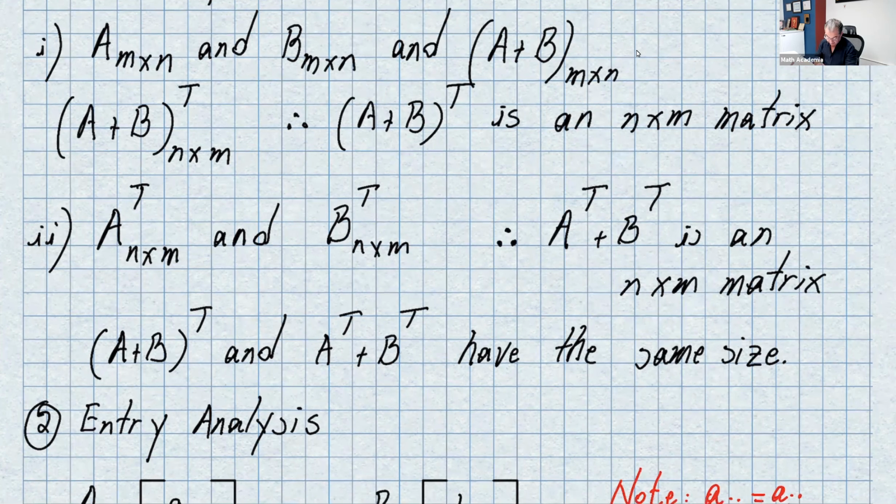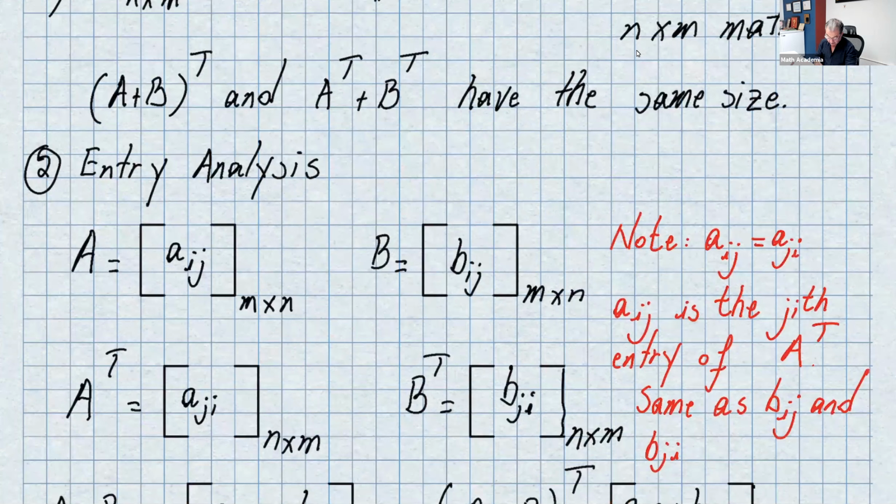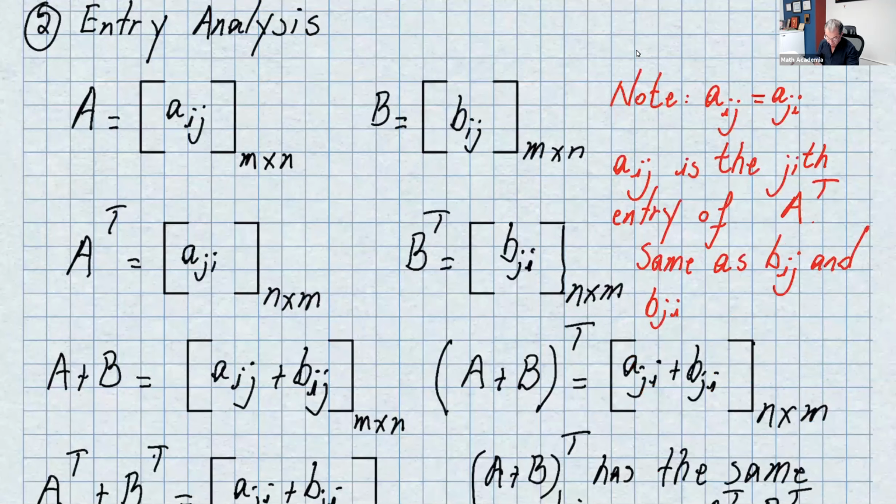Entry analysis: we can put A in a compact form and B in a compact form. And for A transpose, be careful with this notation, and I put a note here. a_ij is the same thing as a_ji, just the position changes. a_ij is the jith entry of A transpose. So once you put that note, then you're safe. Same for b_ij and b_ji.